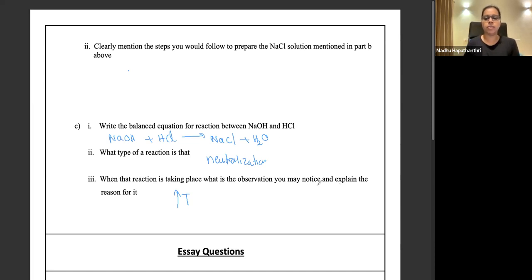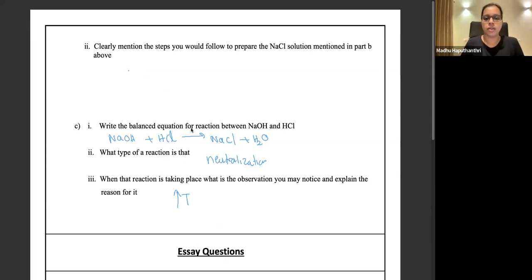Then the reason for the observation is, how we can explain the observation is, neutralization reactions are exothermic. Neutralization reactions are exothermic, therefore they release energy. If not, they release heat. The simple point is neutralization reactions are exothermic.